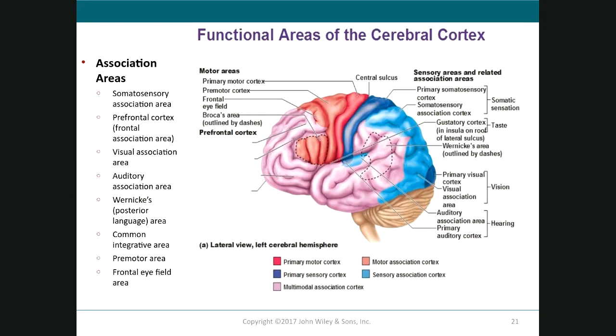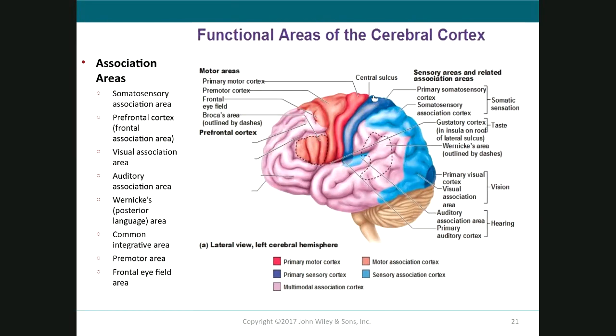Again, this is a review of what we talked about. Here's the central sulcus. The gyri in front of the central sulcus are called the precentral gyri, and it's considered the primary motor cortex. In front of it is the premotor cortex, and this is the frontal lobe, and also Broca's speech area is located here.